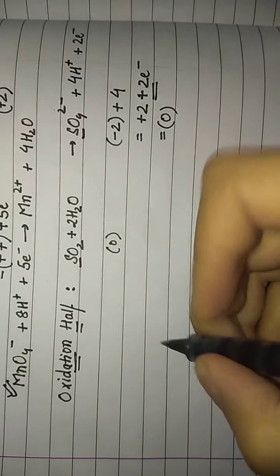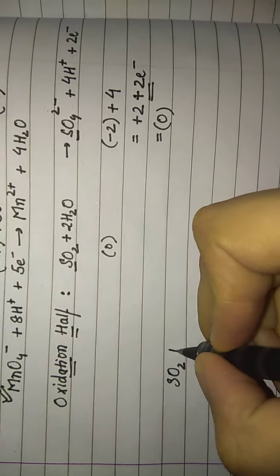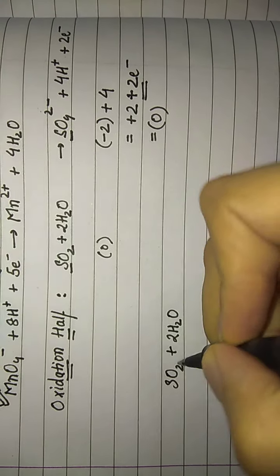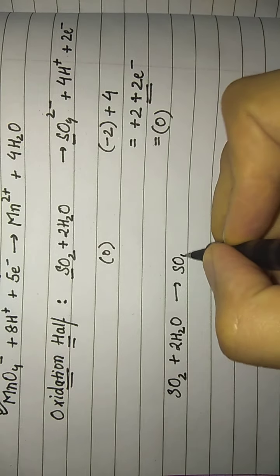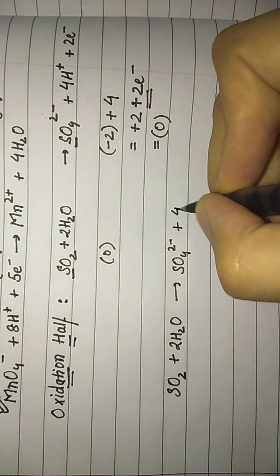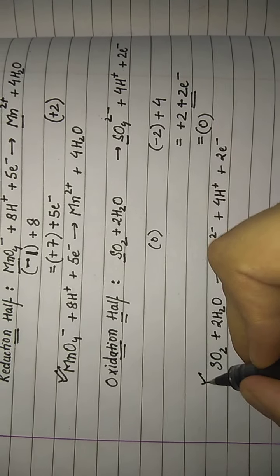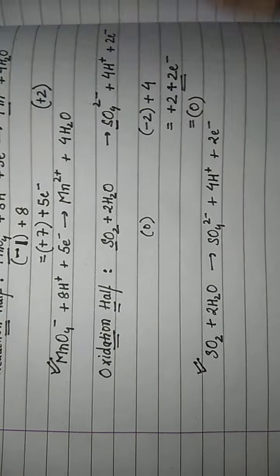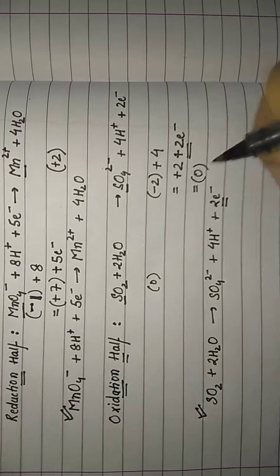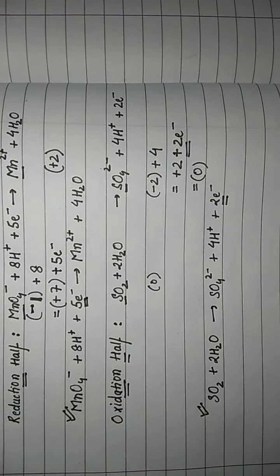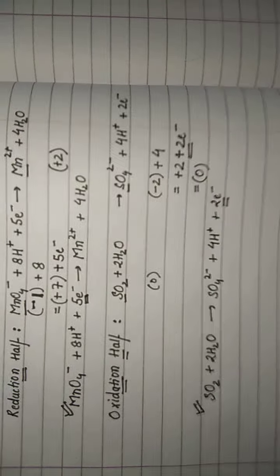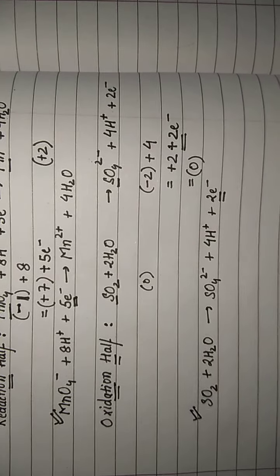Alright. Now I am finally writing the balanced oxidation half. SO2 plus 2H2O will give SO4 minus plus 4H plus 2 electrons. So this is my balanced oxidation half and this was my balanced reduction half. My next step will be making the number of electrons in both these halves, oxidation and reduction, equal.